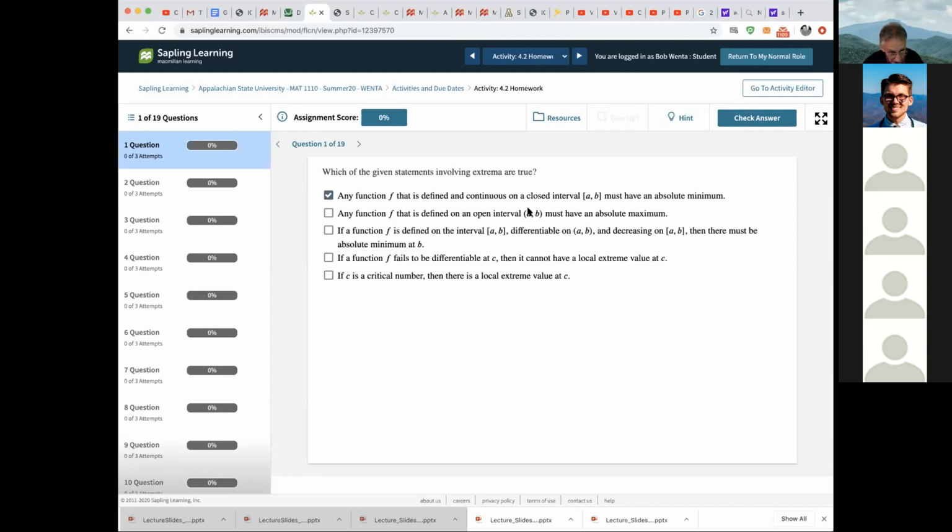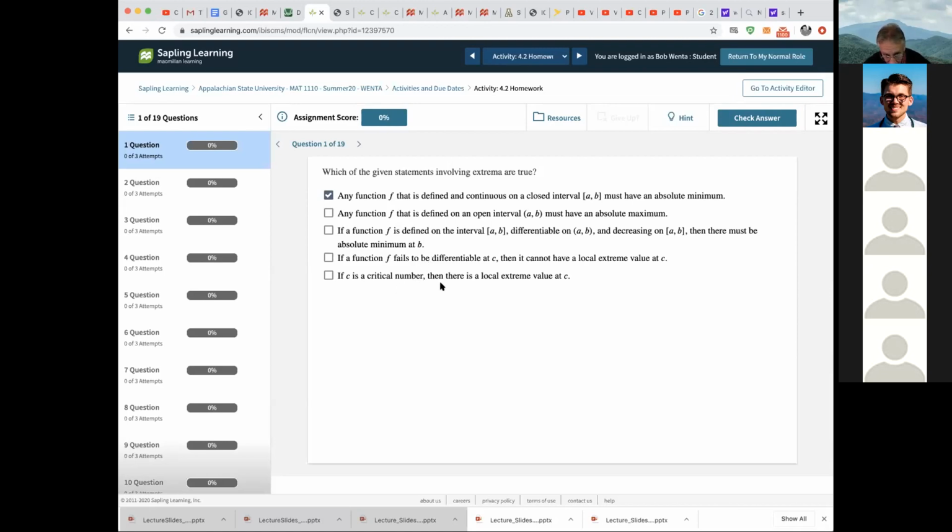Okay. So the second question, let's see, the third one. If a function is defined, differentiable, and decreasing, if it's defined on this interval, differentiable on this situation, and decreasing, there must be an absolute min. Okay. Again, the situation is, let's look at the others and verify what's going on here.